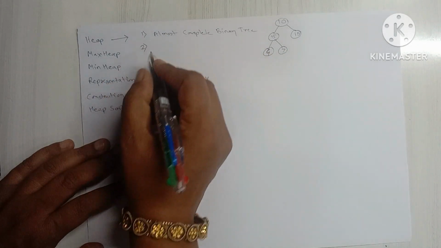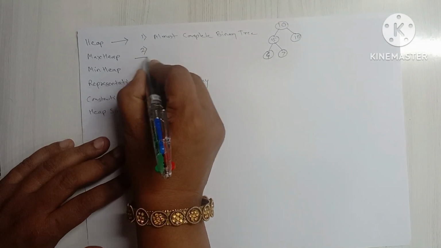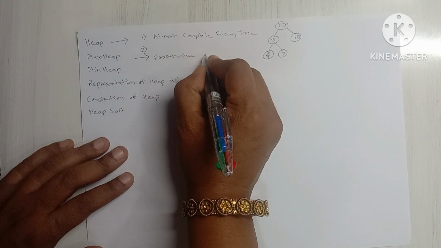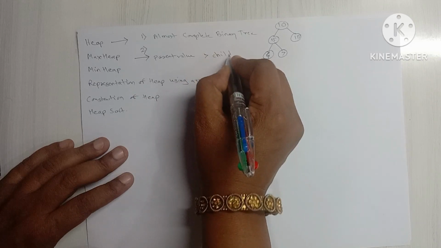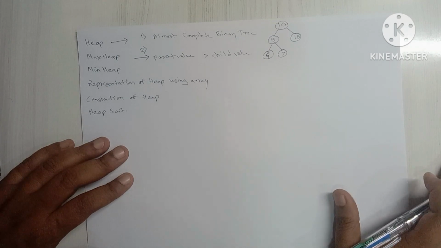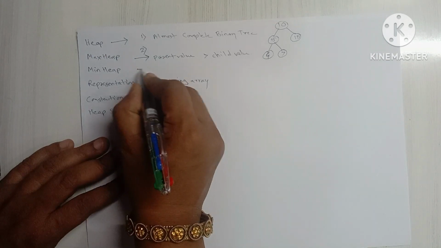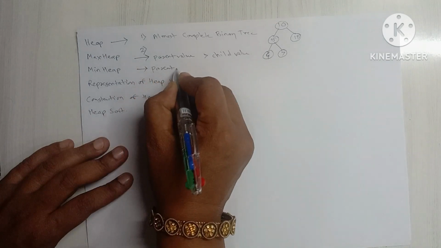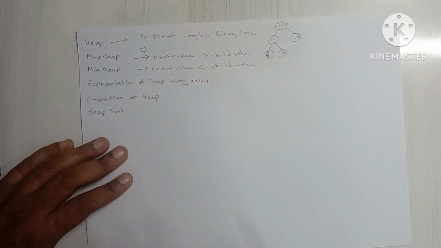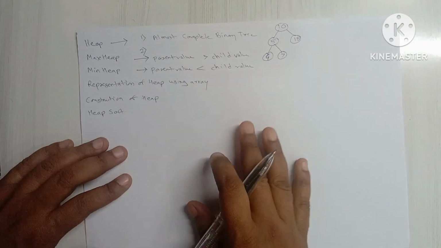Now the second property is it can be a min heap or a max heap. Means what? In the max heap, the parent value is greater than the children's value. Whatever the parent nodes are there in the tree, that value is greater than its children's value. That is the property of a max heap. And min heap means the parent value is less than its children's value. So that is the property of a min heap. These are the two types of heap we can say.